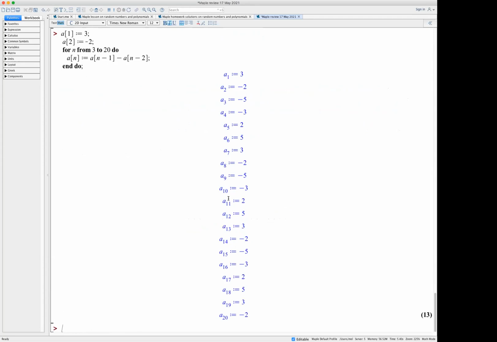That's the recursion relation. And here's the sequence. It's periodic, period 6, as it turns out. 3, -2, -5, -3, 2, 5. And then 3, -2, -5, -3, 2, 5 again. And the 20th term is -2.